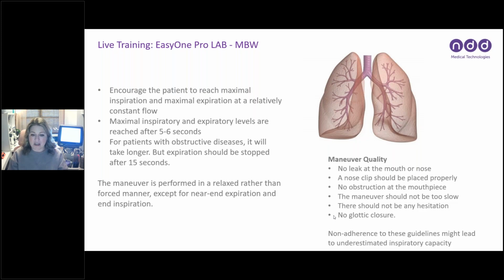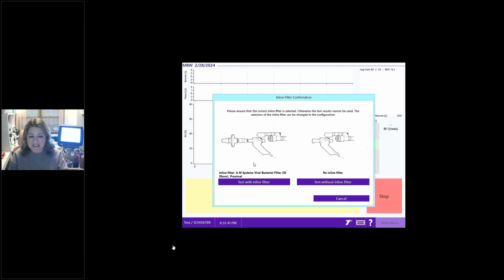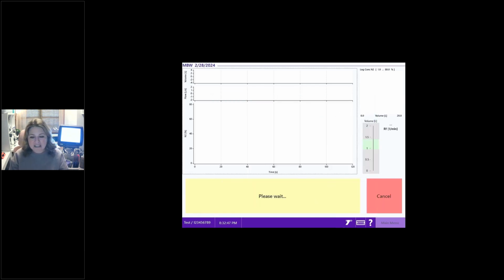So I'm going to hop back over to my slideshow. All right, and we're going to go into this video. I'm going to talk through this first one here. You'll see where the SVC test and the MBW test are located on your test menu. It's going to have you confirm whether you're using the filter kit or not. And then it's going to go through the 5-point check. This is checking for internal leaks, leaks from your gas tank. It's checking the gas composition and the environmental factors, and getting the device ready to test.